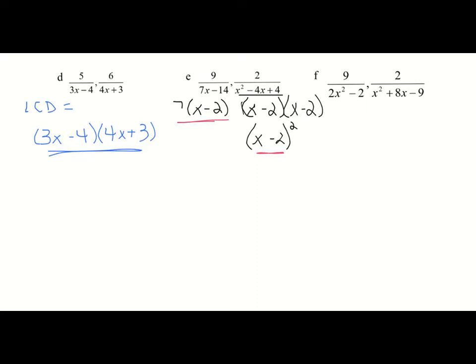So for my LCD, each unique factor we're going to put in our LCD, and we're always going to choose the highest power. So 7 is all by itself. There's no other factor like it, so we're going to use 7. X minus 2, I have one in this denominator and one in this one, but I want to choose the highest power. So my LCD is going to be 7 times x minus 2 squared. Make that into a box. There you go. So my LCD here is 7 times x minus 2 squared.